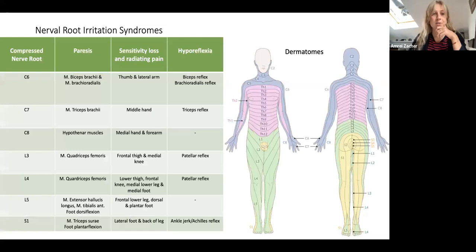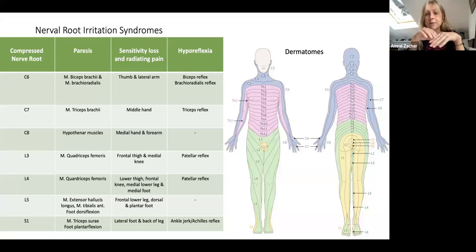I put them here together. They're very common nerval root irritation syndromes that have to do with the nerve root that is compressed. The most common, which you can see here again, is C6, C7, C8, and then lower L3, L4, L5, and S1. And they show very specifically.